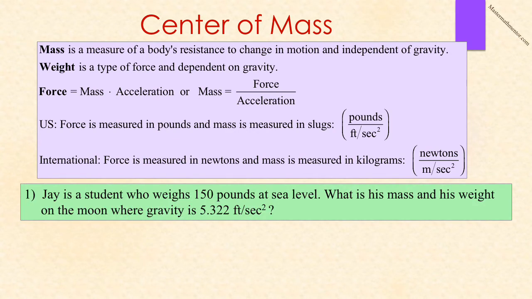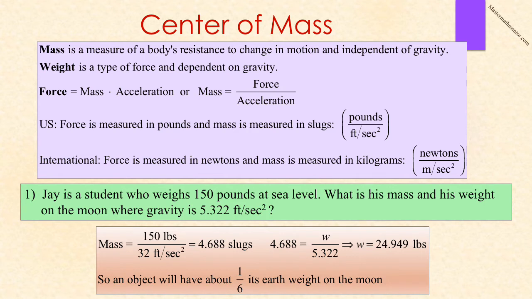In number 1, we are told that J is a student weighing 150 pounds at sea level. We'd like to know his mass and his weight on the moon, where gravity is 5.322 feet per second squared. In order to do this, we have to find J's mass, which is independent of gravity. This is 150 pounds divided by 32 feet per second squared, which is the force of gravity on the Earth. And we get 4.688 slugs.